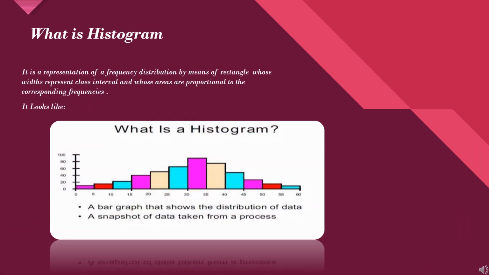What is a histogram? It is a representation of a frequency distribution by means of rectangles whose widths represent class intervals and whose areas are proportional to the corresponding frequencies. It looks like this.